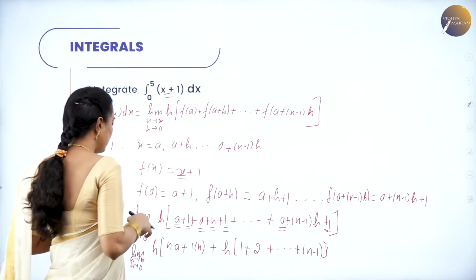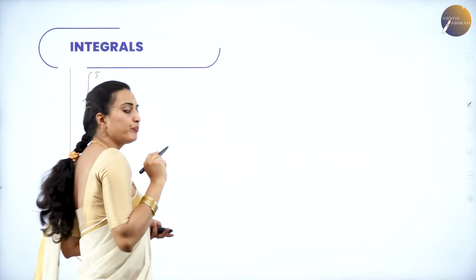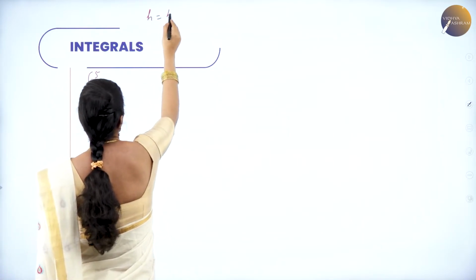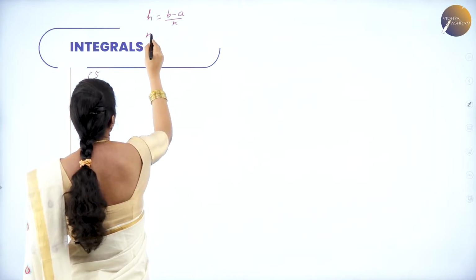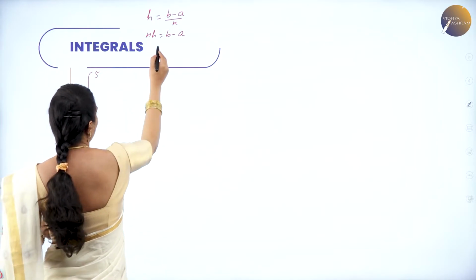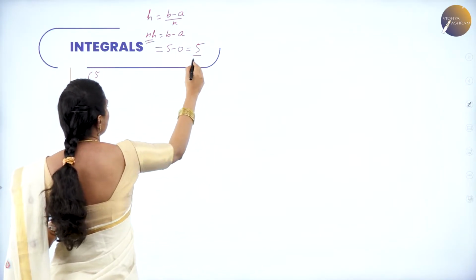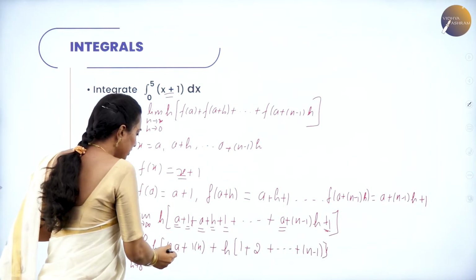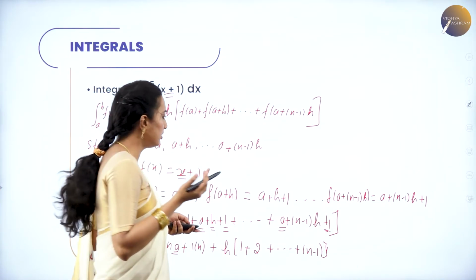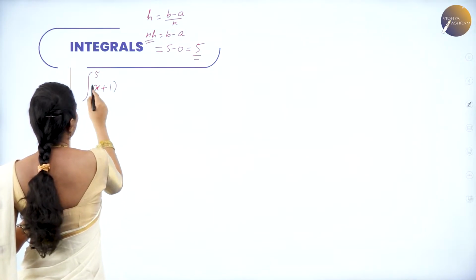Now what happens? Writing this one as it is, a to b you are going to take as 0 to 5. So a will become 0, b will become 5. I am writing here h is equal to b minus a divided by n, or nh is equal to b minus a. So here nh is equal to b, 5 minus 0, which will be 5, isn't it? So nh you can substitute as 5, and a is nothing but 0. So by substituting a as 0, 0 into anything will be 0, so neglecting that value, x plus 1 into dx.